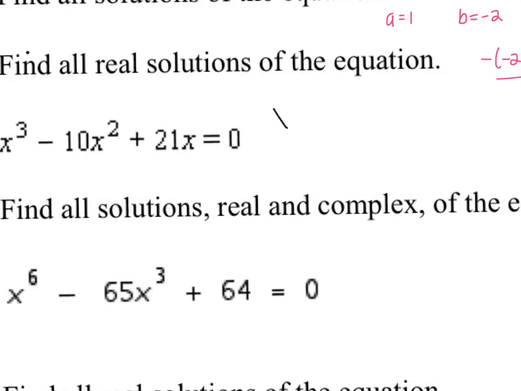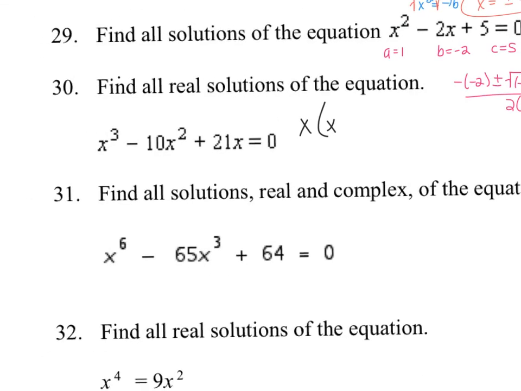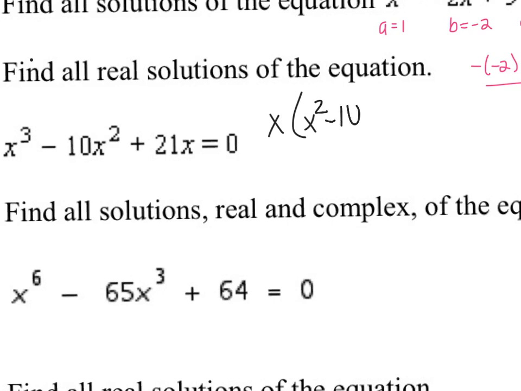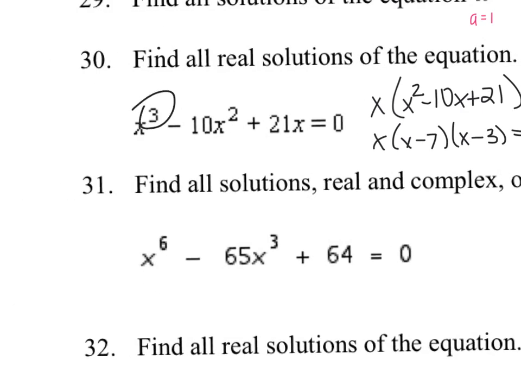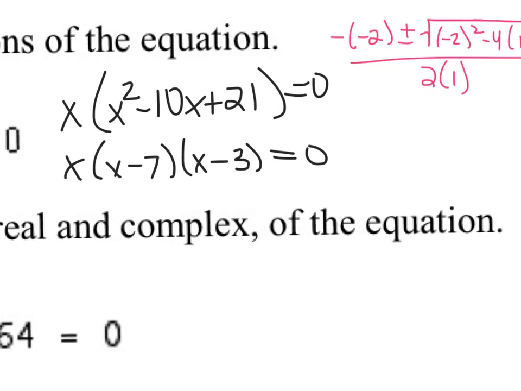X. If I take out an x, I'm left with x squared minus 10x plus 21 equals 0. Are there factors of 21 that multiply to give me 21 but add to give me negative 10? 7 and 3. Yes. x minus 7, x minus 3 equals 0. I started off with x cubed, so I'm going to have how many answers? 3. I have x equals 0, x equals 7, and x equals 3.